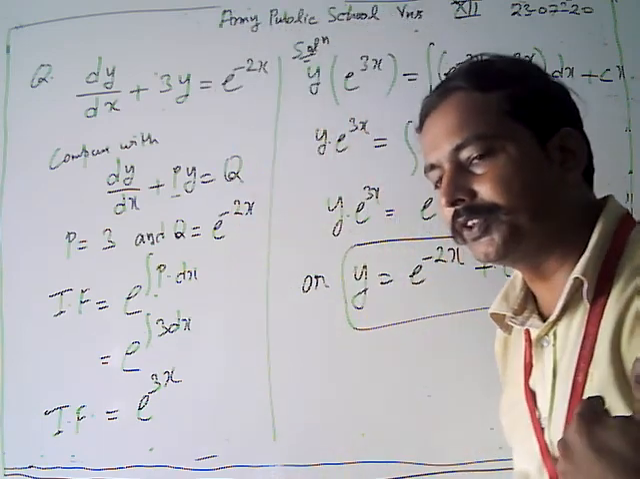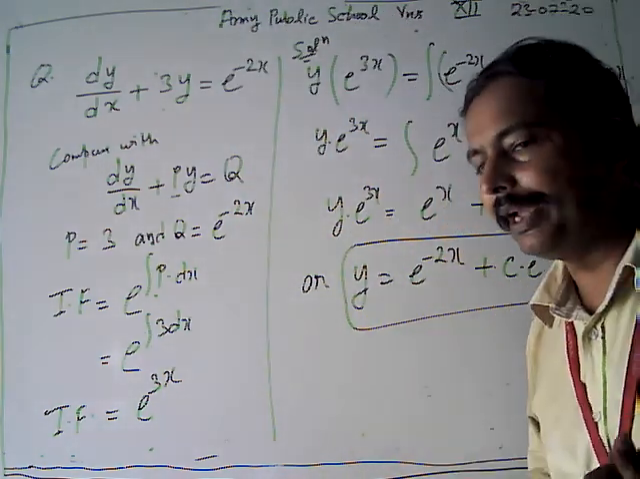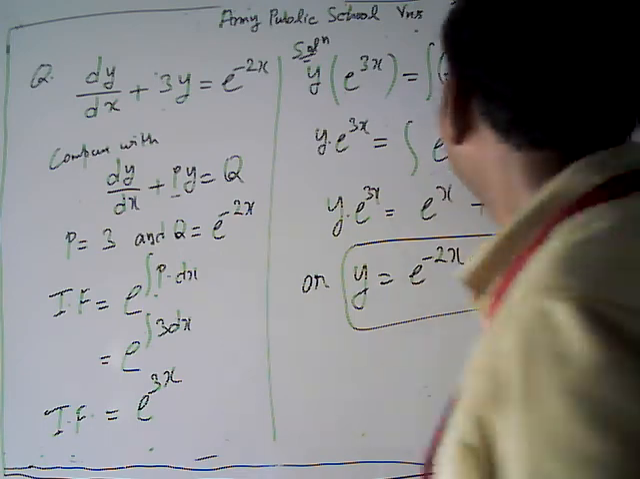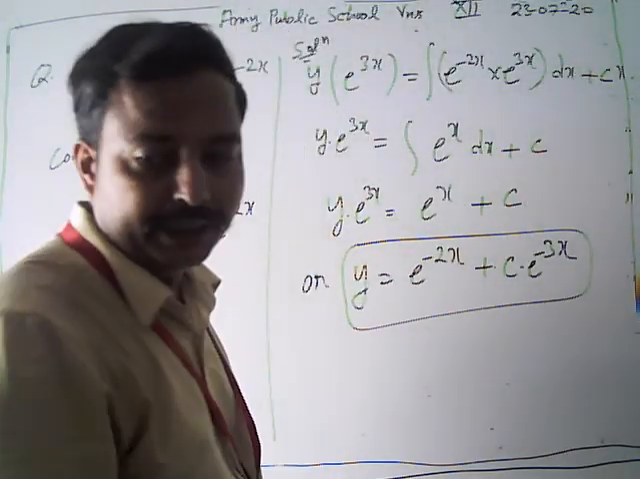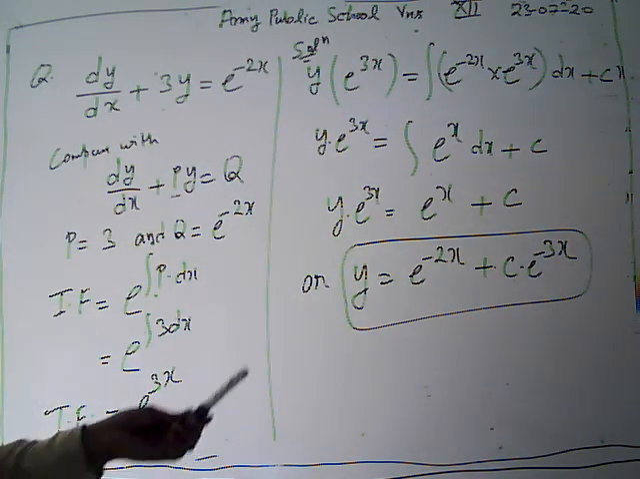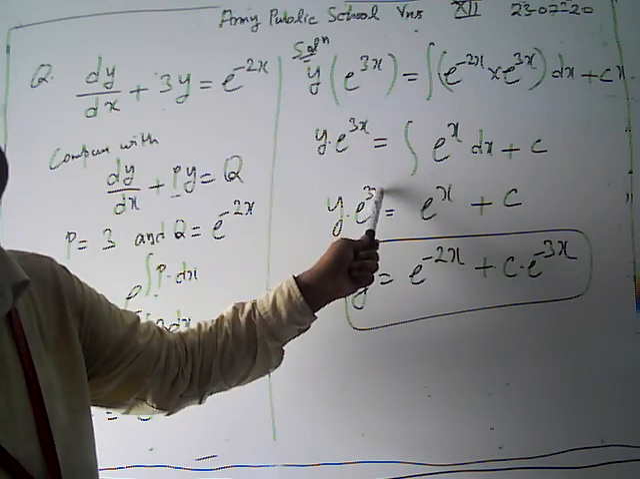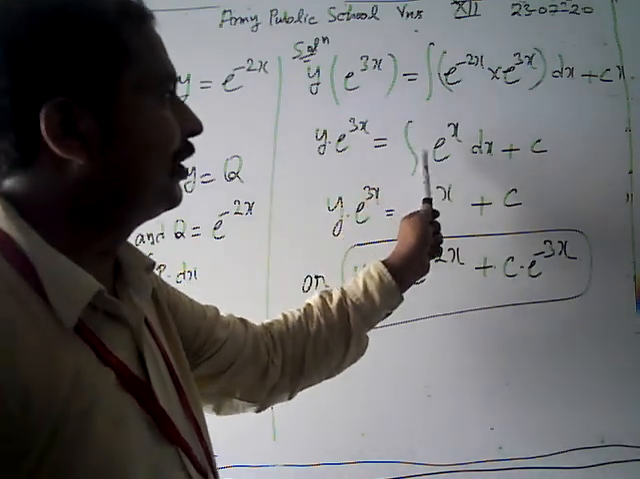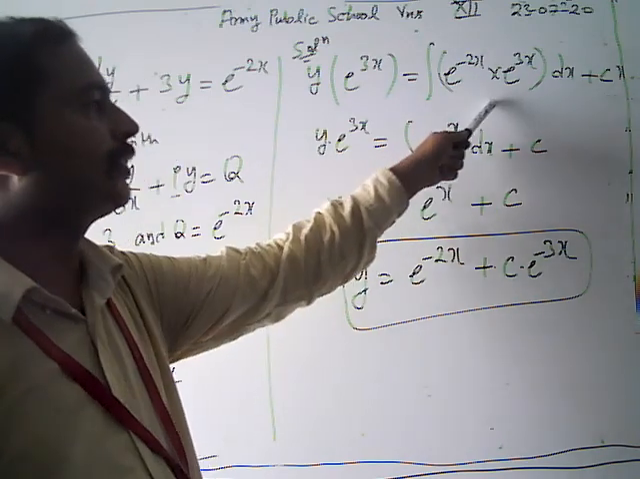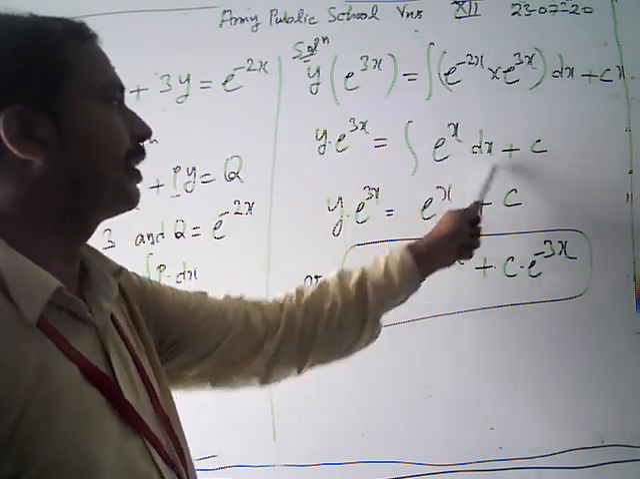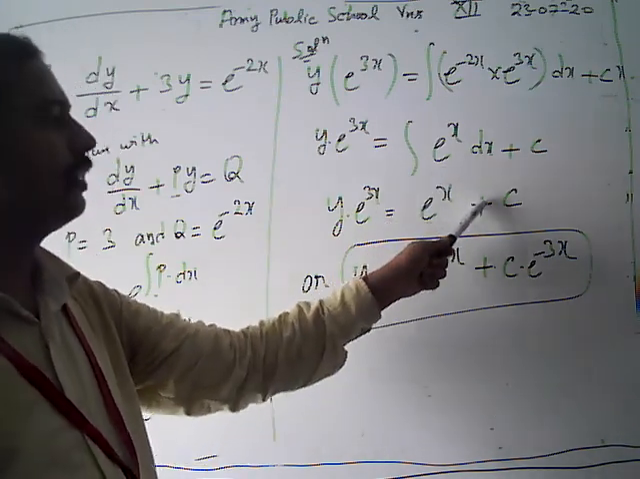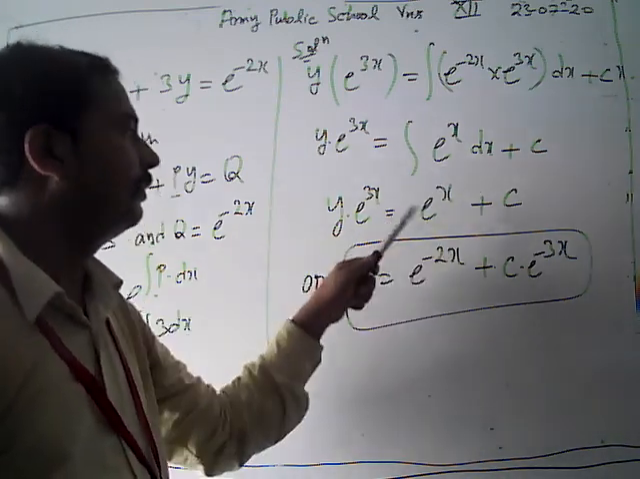And then the last step, what do we have to find out? We have to find the solution in the given form: y into IF is equal to integration of q into IF dx plus c. Our integrating factor is e to power 3x. Then y into e to power 3x equals integration of e to power minus 2x into e to power 3x dx plus c. After solving, we get integration of e to power x dx plus c. Then y into e to power 3x equals e to power x plus c. Then we can write down its solution.